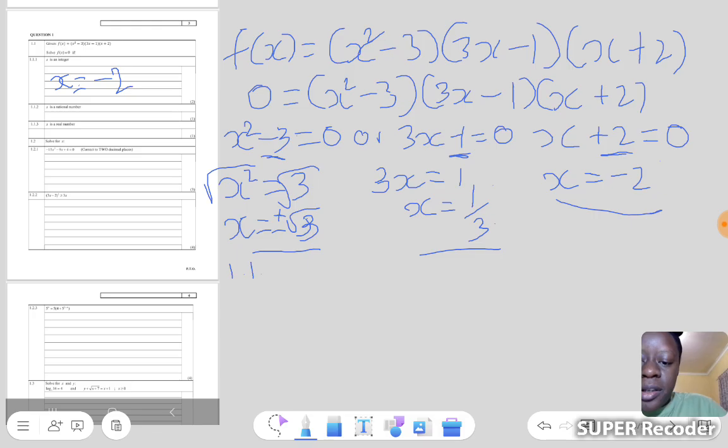So 1.1.2, let me write it here. It says that when x is a rational number, remember that a rational number has to be in decimal or a fraction. We have these two here, being that our x will be equals to 1 over 3, or x will be equals to negative 2.